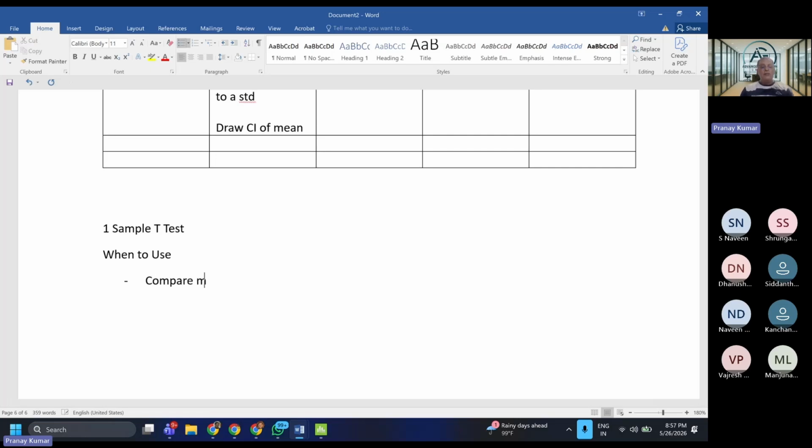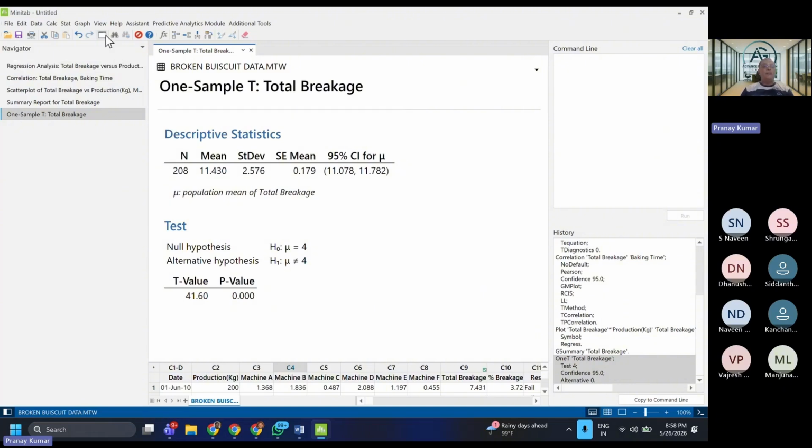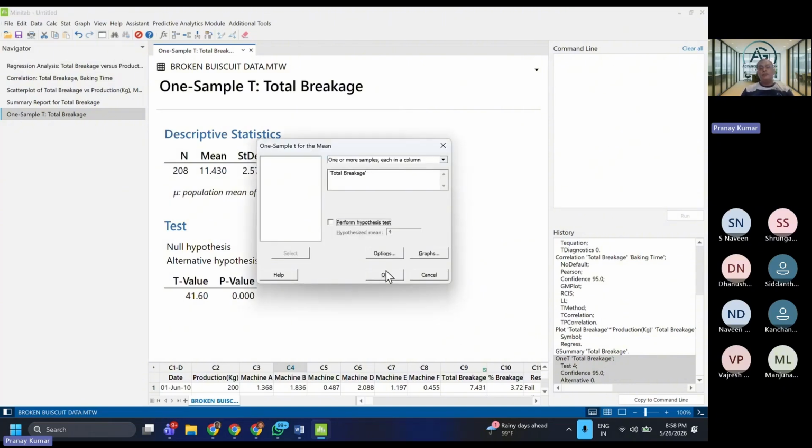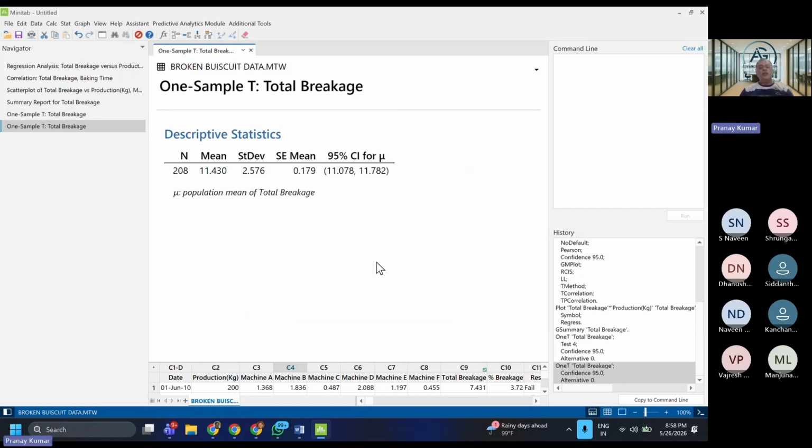When you want to compare the mean of a group to a standard, or if you want to, for lack of a better word, draw the confidence interval of the mean. Why is that important? Forget about the test right now. I'm not giving it a target. Forget about the target. It only gave me a confidence interval. Can you see this? It gave me a confidence interval of 11.07 to 11.782.